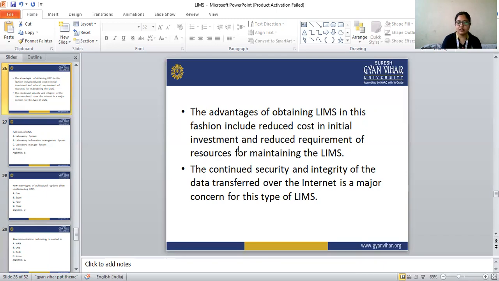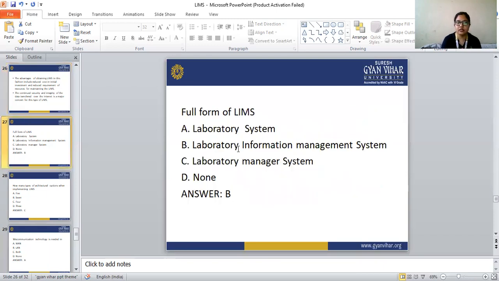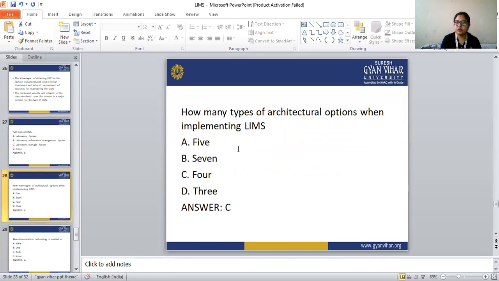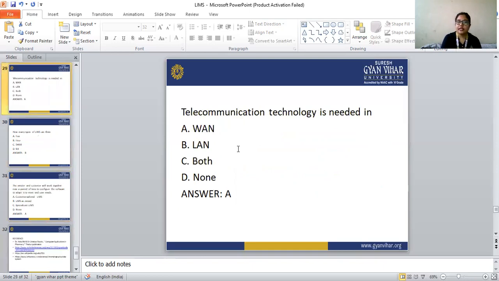Let's see some MCQs regarding this topic. Full form of LIMS: Laboratory Information Management System. How many types of architectural options are there when implementing LIMS? There are four. Telecommunication technology is needed in WAN, wide area network. The correct answer is A.